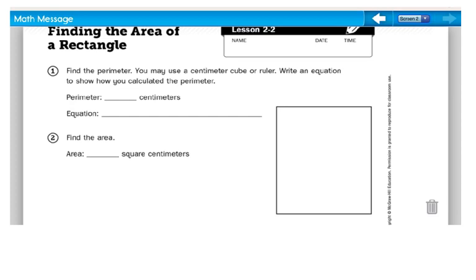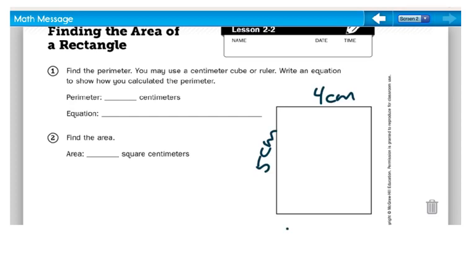In today's lesson, we're going to work on finding the area of a rectangle. So in this rectangle on the right, I'm going to find the perimeter. I'm going to use a ruler and use centimeters. I will show you how to do it. This is not in your math journal, not yet.